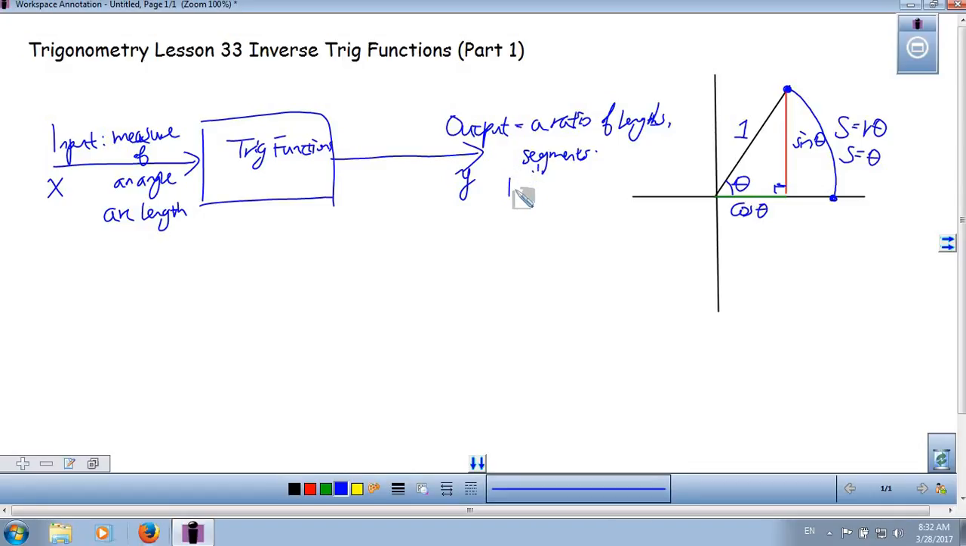Let me try to write it a little bit more clearly, related to the input angle or arc length, input theta. Now this theta can be both arc length or angle, representing both. So this is the basic input and output of the trig functions.